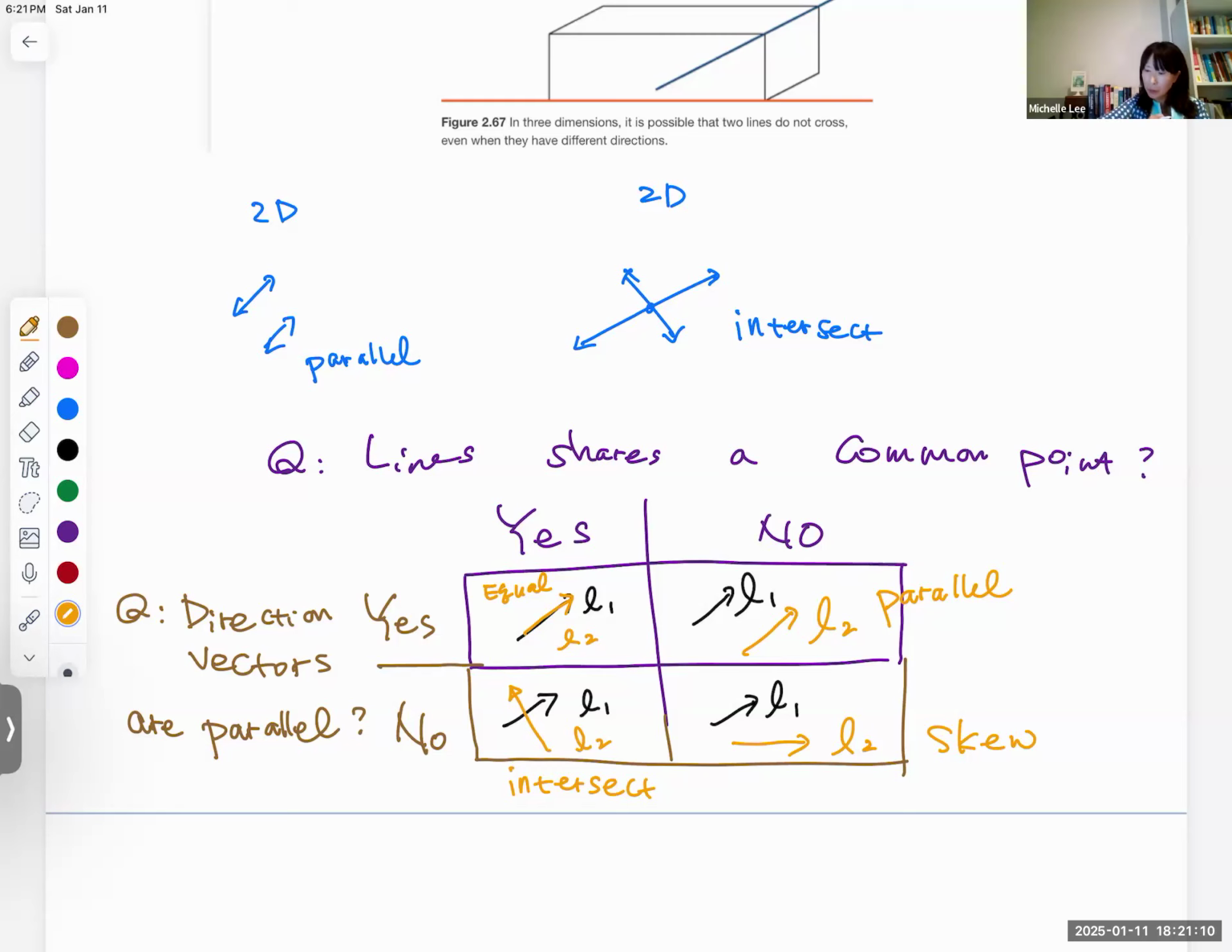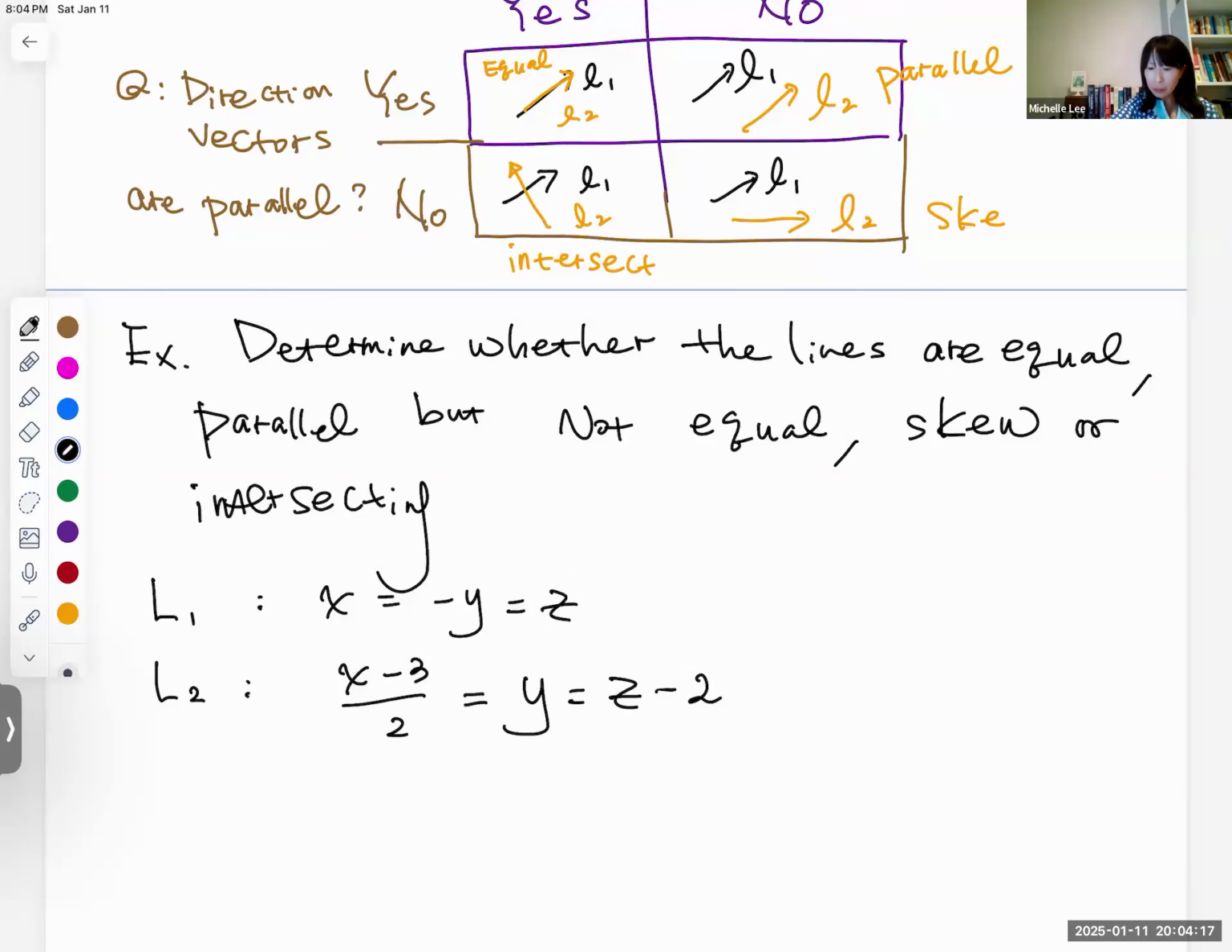Okay, let me bring the example here. Okay, so here is an example. Determine whether the lines are equal, parallel but not equal, skew, or intersecting. So we have line 1, x equal to negative y equal to z, and line 2, x minus 3 over 2 equal to y equal to z minus 2. So both are symmetric equations, right?